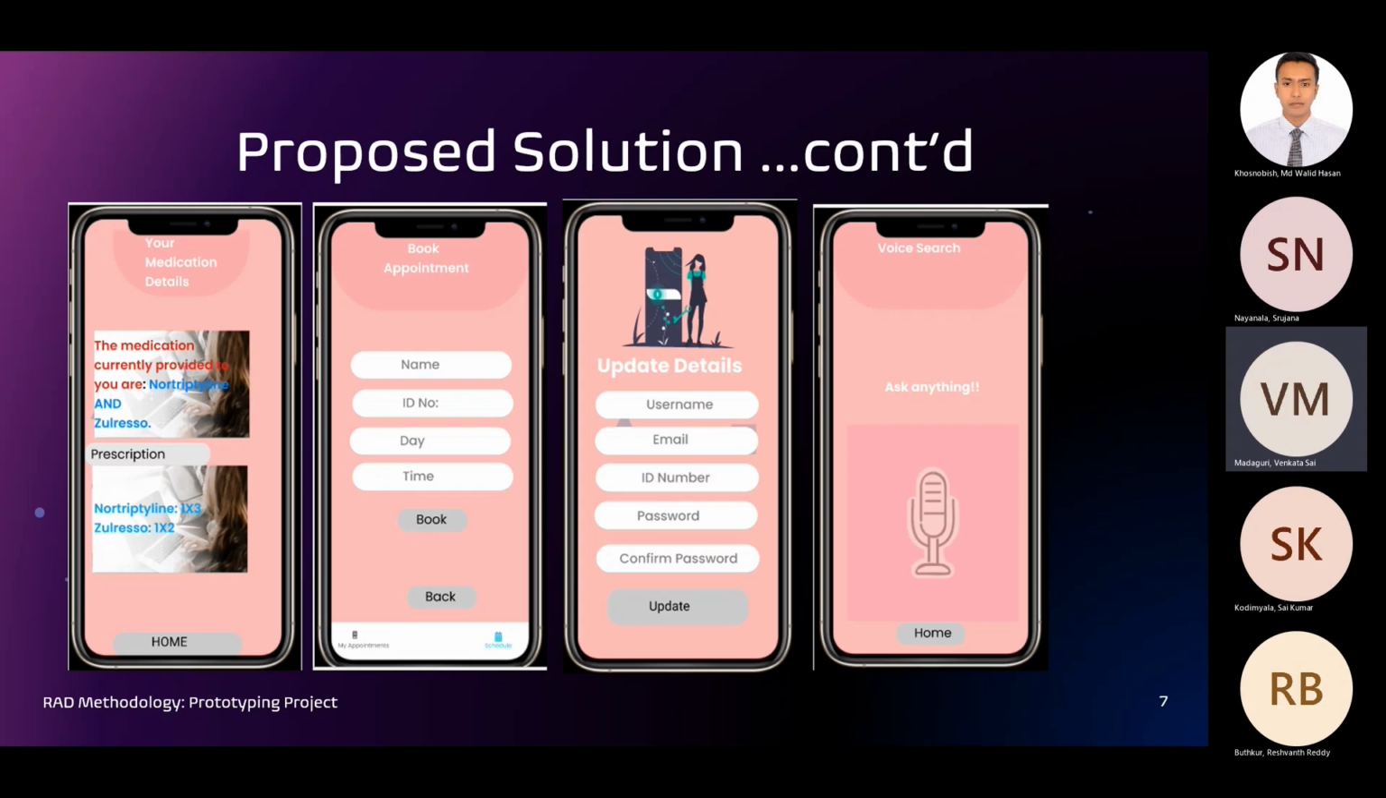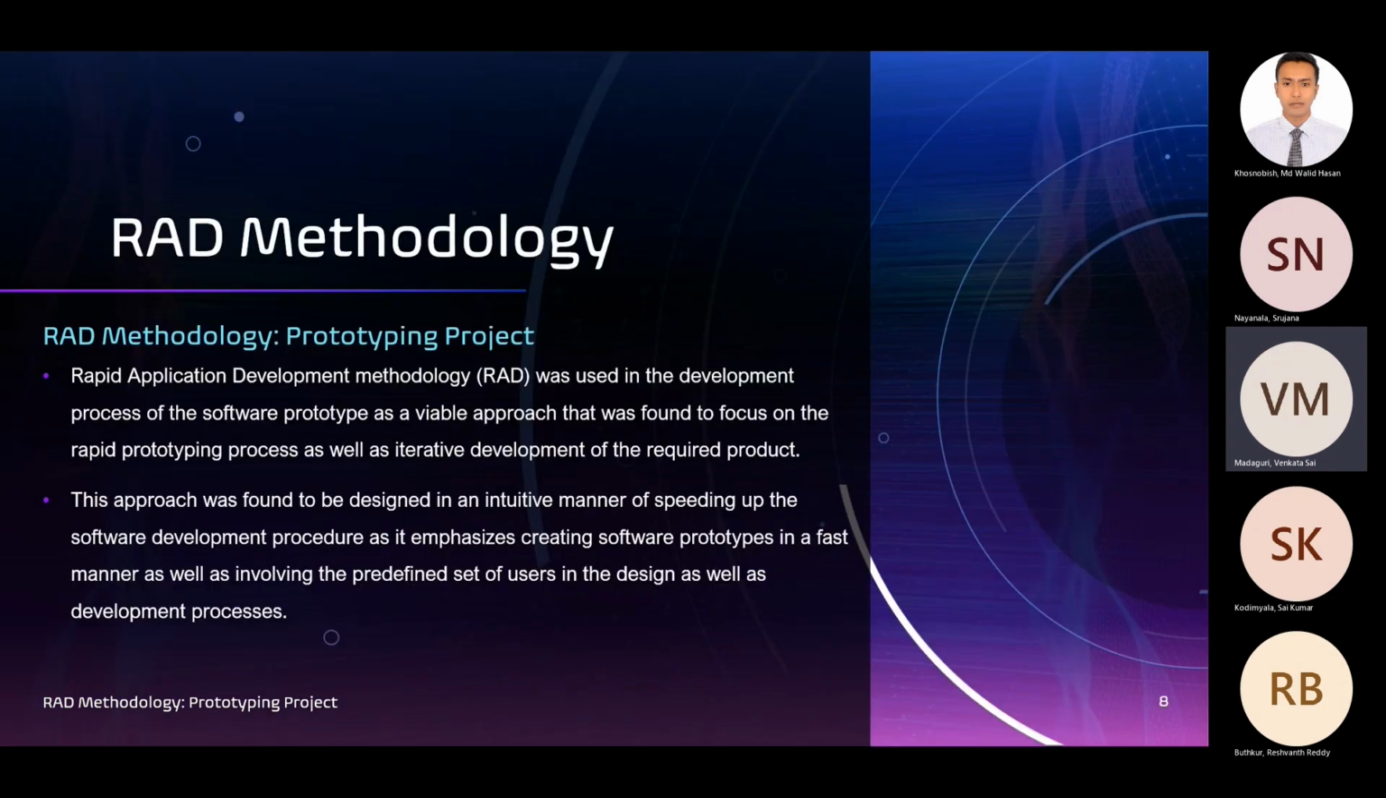And coming to the RAD methodology, rapid application development methodology was used in the development process of the software prototype as a viable approach that focuses on the rapid prototyping process as well as iterative development of the required product. This approach was designed to speed up the software development procedure, as it emphasizes creating software prototypes in a fast manner, as well as involving a predefined set of users in the design and development processes.